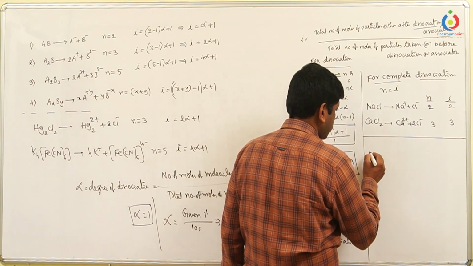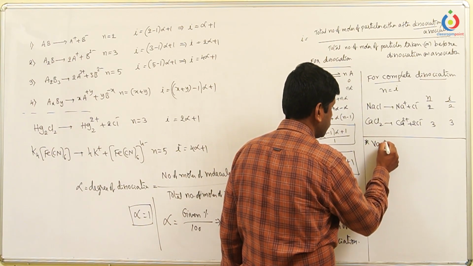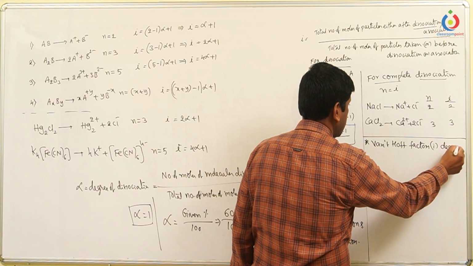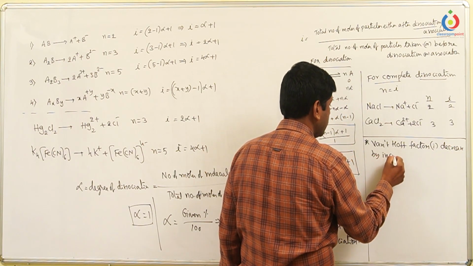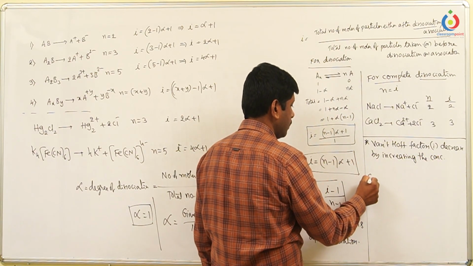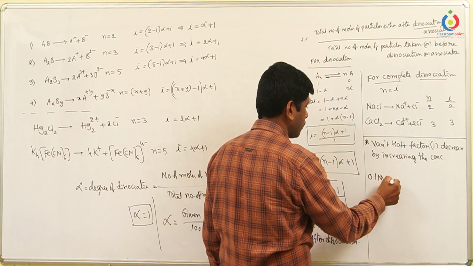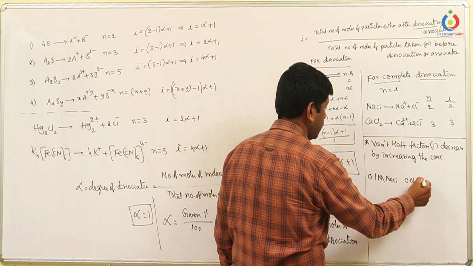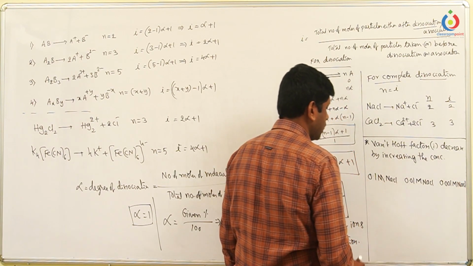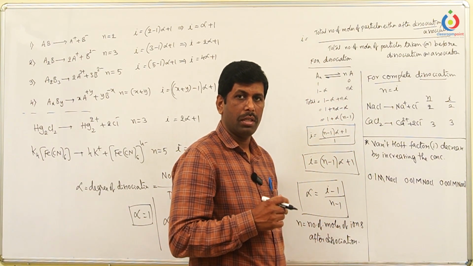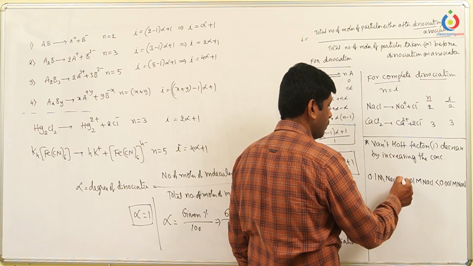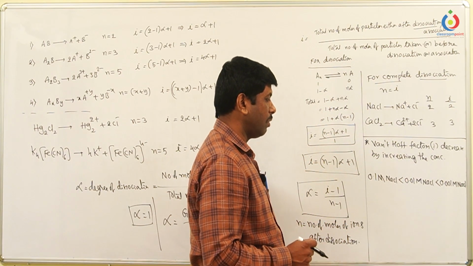Now, for Van 't Hoff factor, i decreases by increasing the concentration. For example, if we take 0.1 m NaCl, 0.01 m NaCl, 0.001 m NaCl. In these cases, whichever has the lower concentration has the higher Van 't Hoff factor. So Van 't Hoff factor is highest for 0.001 m NaCl, next 0.01 m NaCl, next 0.1 m NaCl.